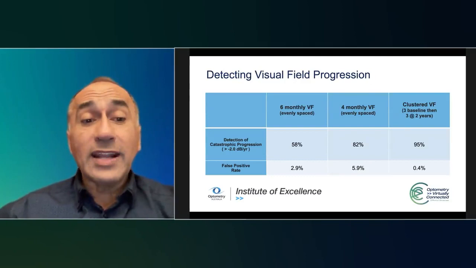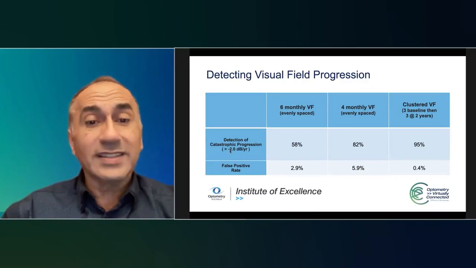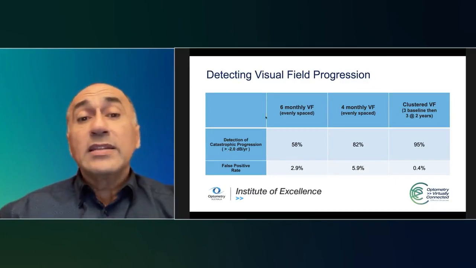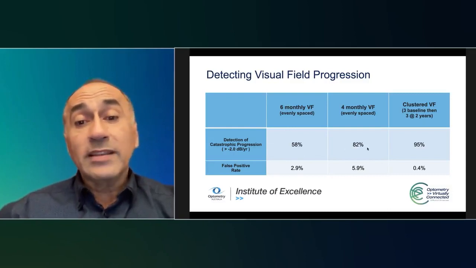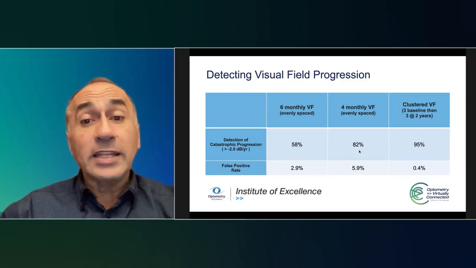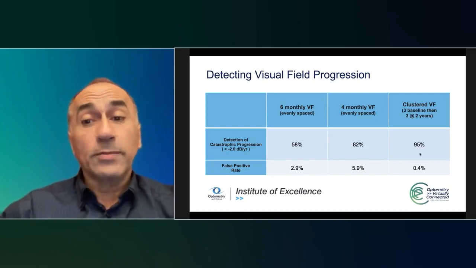If you want to find your catastrophic progressors that are losing 2 decibels of mean deviation per year or worse, if you do 6 monthly spaced visual fields, you're only going to find about half of them. If you do them at 4 monthly spacing, you're a lot better. You'll pick up 80% of them. But if you cluster your visual fields, if you do 3 at the baseline and 3 after 2 years, you're going to pick up much more of them. You pick up about 95% of them with a minimal false positive rate.